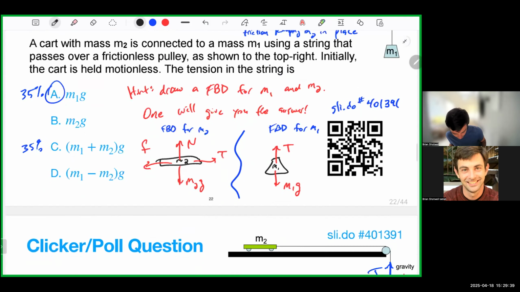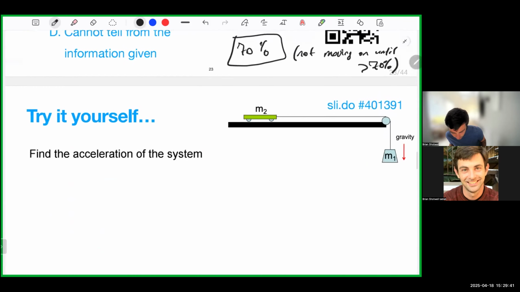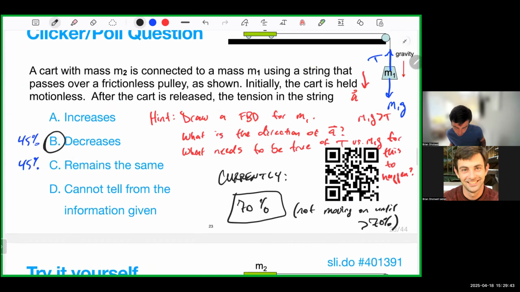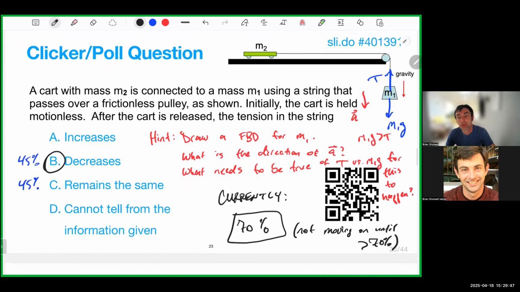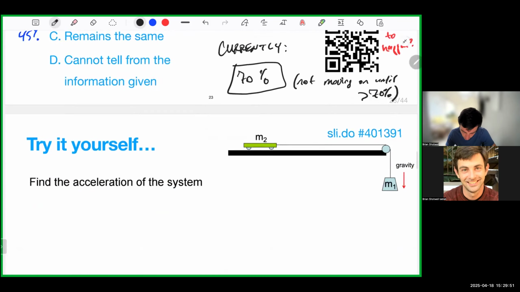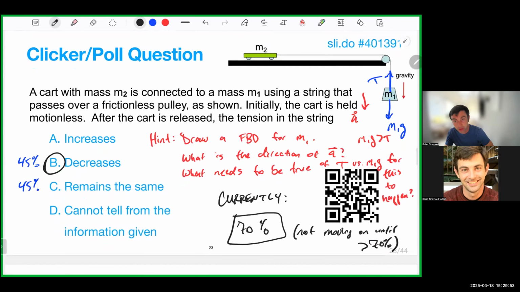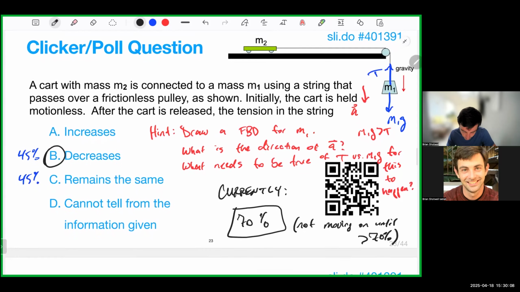Okay. Find the acceleration of the system. So remember this problem, we were holding the cart M2 at rest here, and we could figure out the tension in the string was M1 g. And then we let the cart go and let M1 and the system accelerate. Knowing that the acceleration of M1 was downwards told us that M1 g had to be bigger than the tension, or the tension went down relative to what it was before. So instead of the tension being equal to M1 g, it's less than M1 g when the system is allowed to move.